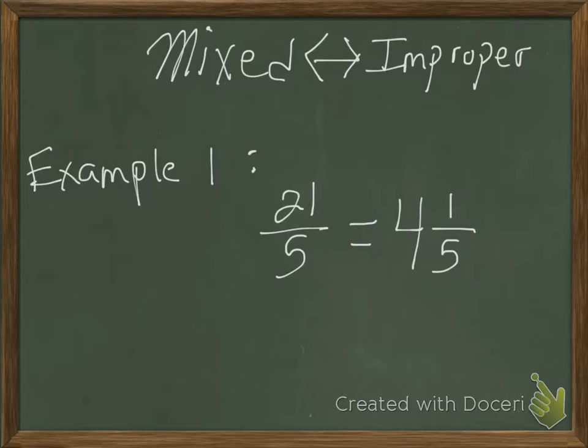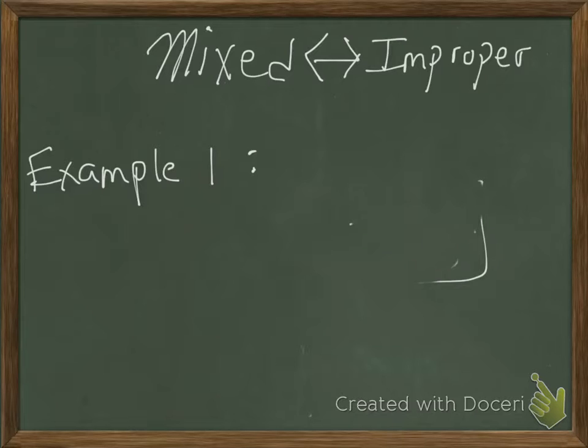This is so easy to double check because to double check, once you have an answer, just go 5 times 4 is 20, plus 1 is 21, 21/5. Easy. Alright, second example. Example 2. Let's go negative, let's go a little harder here.